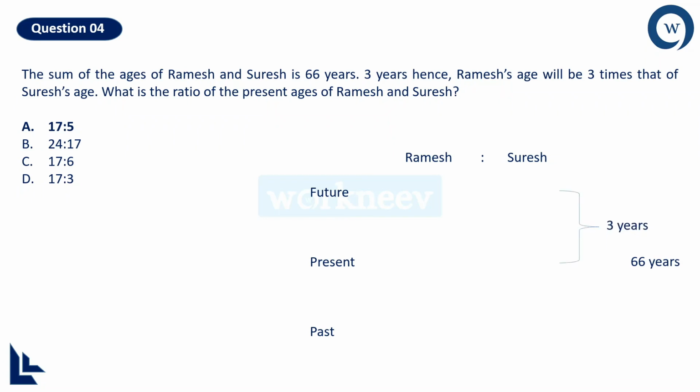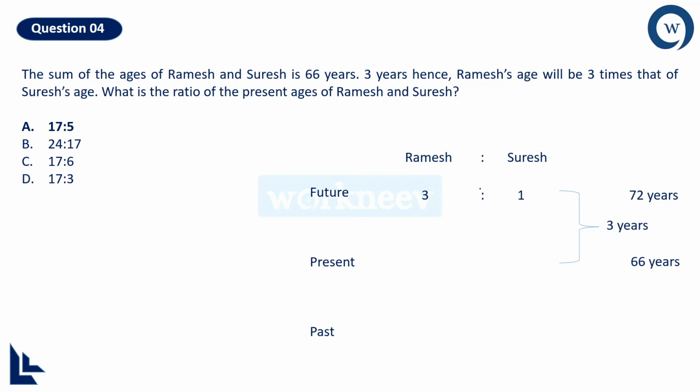3 years later, what happened? Ramesh's age will be 3 times that of Suresh's age. That means if I take Suresh as 1, Ramesh will be 3. And the sum of their ages after 3 years means both will be growing by 3 years. So the sum of their ages will definitely be 6 years more compared to the sum of their ages 3 years ago. It will become 72. Now the next step is familiar for all of you.